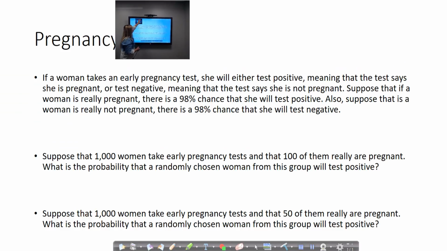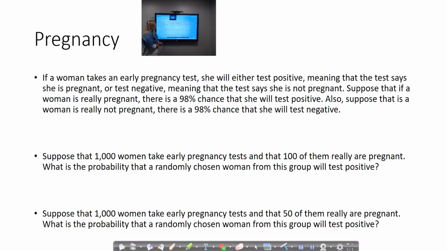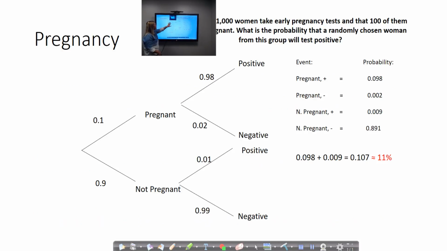Here's just another problem related with pregnancy. If a woman takes an early pregnancy test, she will either test positive, meaning that the test says she's pregnant, or negative, meaning that the test says she's not pregnant. Suppose that a woman really is pregnant, there's a 98% chance that she'll test positive. Also, if she's not pregnant, there's a 99% chance that she'll test negative. If 1,000 women take early pregnancy tests and 100 of them really are pregnant, what's the probability that a randomly chosen woman is going to test positive?